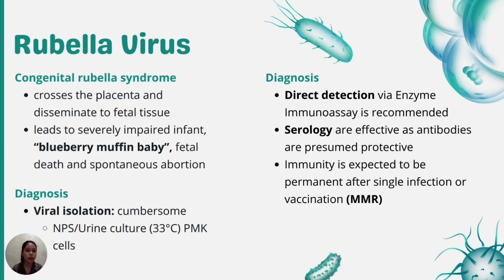Kapag mild, months to years pa after makakita yung simptomas ng CRS. Pero kapag severe naman yung naging infection kay baby ay magkakaroon agad ng mga signs and symptoms kung saan makikita dito yung pagkabingi or kaya naman nagkakaroon ng glaucoma yung baby at bukod pa doon nagkakaroon din ng katarata, then nagkakaroon din ng cardiac abnormalities, mental retardation at saka motor disabilities.